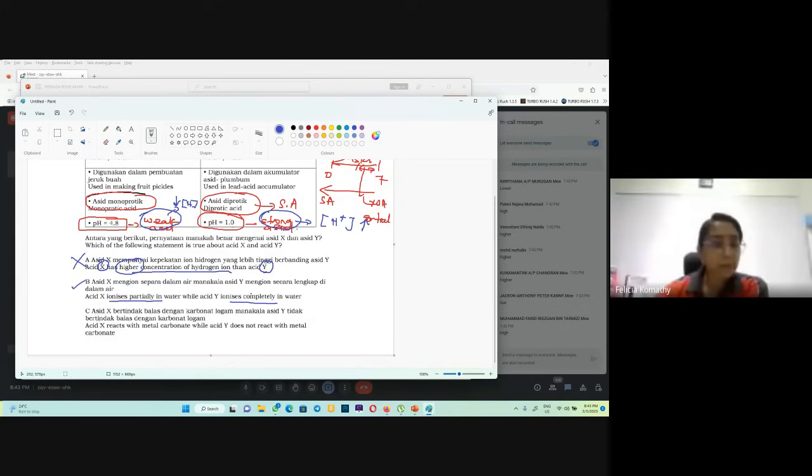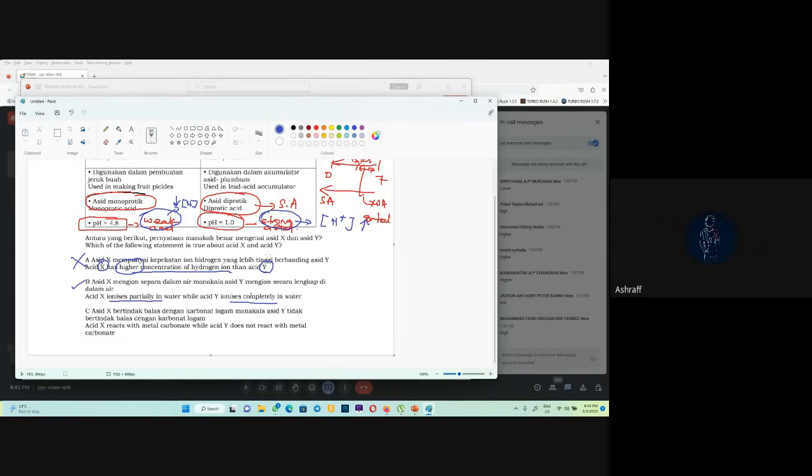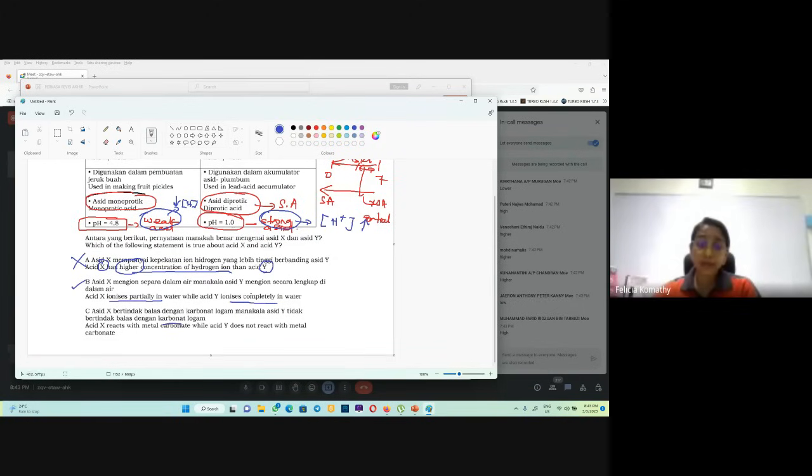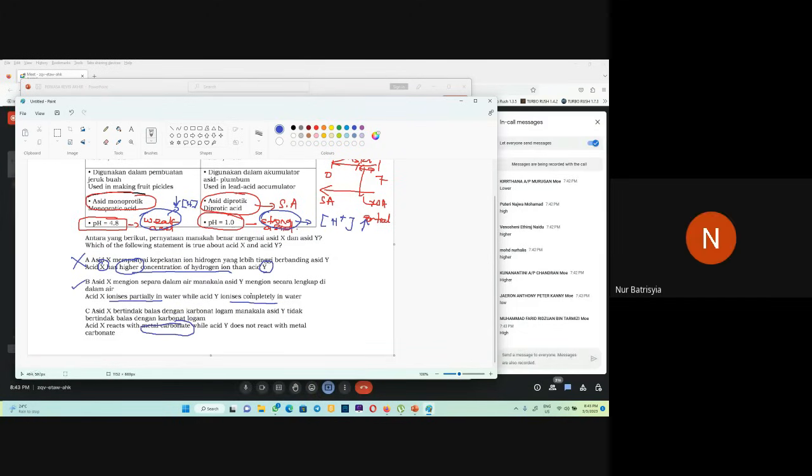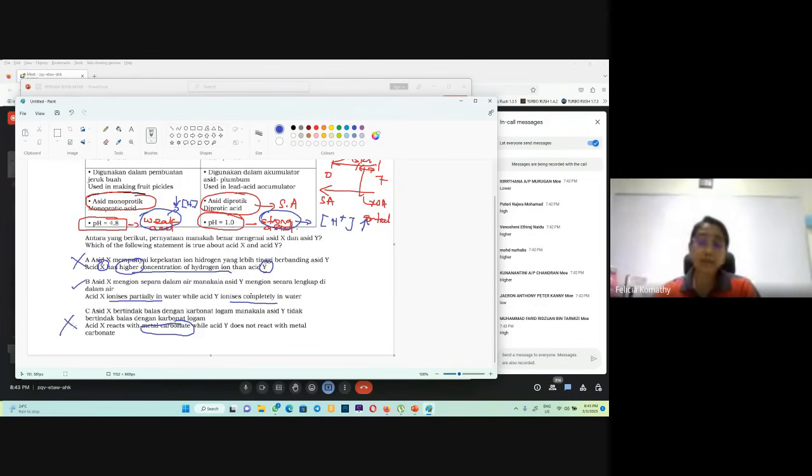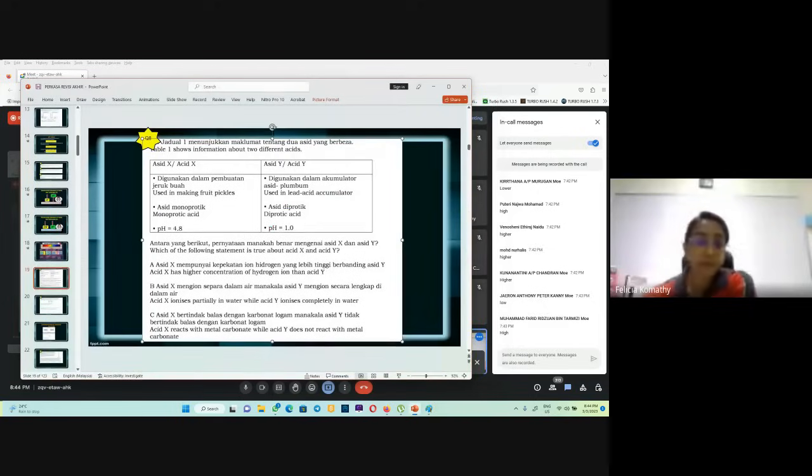Now, let's go for C now. Dia kata, X reacts with metal carbonate while Y does not. Betul ke? Salah. Dua-dua pun adalah apa? Wrong, bro. Tak kisah dia strong ke weak, asalkan dia acid, dia boleh bertindak balas dengan metal carbonate. So, ini pun adalah salah. Siapa yang pilih C tadi, tolong ya, alert. Kita tak kisah dia strong acid ke weak acid. Asalkan dia acid, dia boleh bertindak balas dengan logam karbonat. Tak ada halangan. Okay, so the best answer will be B.